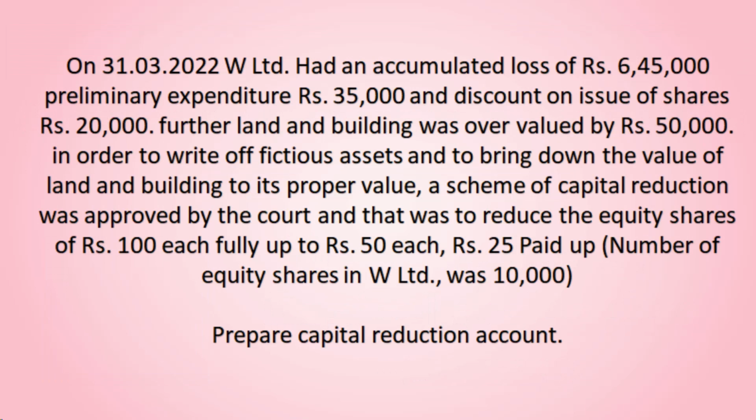On 31st March 2022, W Limited had an accumulated loss of rupees 6,45,000, that is P&L account, then preliminary expenditure of 35,000 and discount on issue of shares, that is 20,000. Further, land and building was overvalued by rupees 50,000. In order to write off these assets and to bring down the value of land and building to its proper value, a scheme of capital reduction was approved by the court.